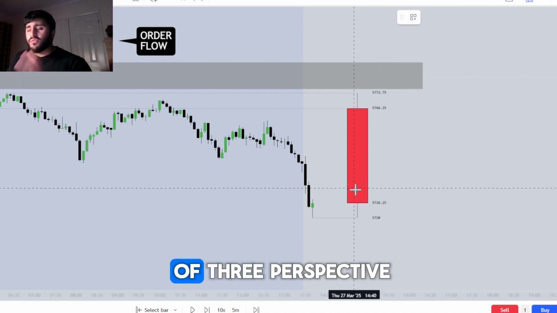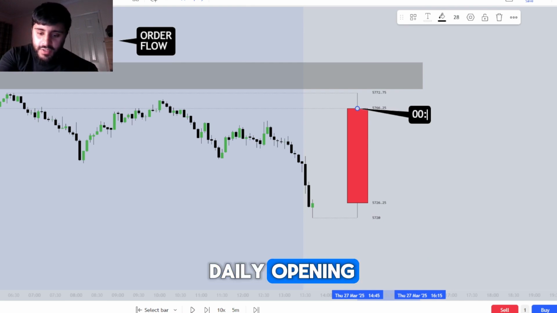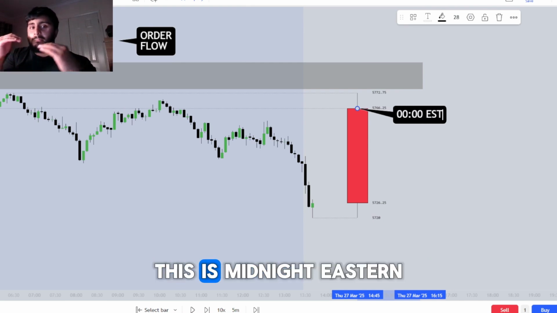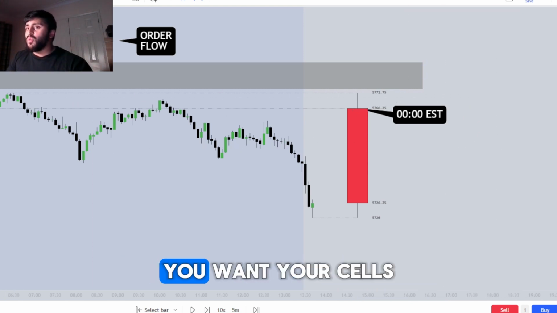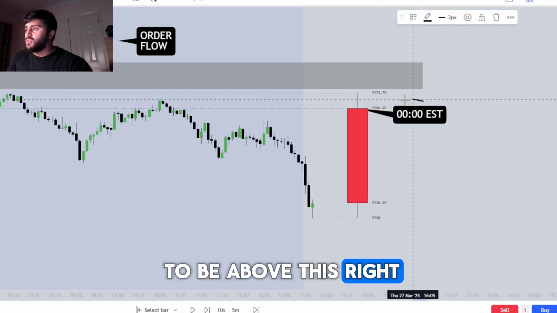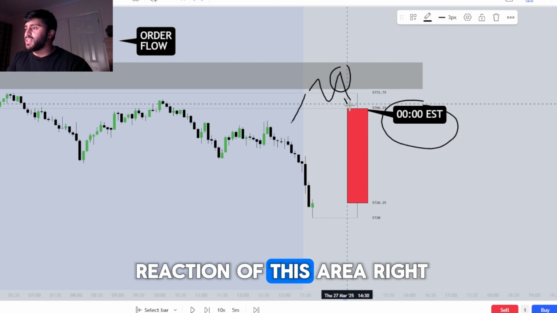Already from a power of 3 perspective, we are significantly below the daily opening. So this is the daily opening. This is New York midnight opening price. This is midnight Eastern Standard Time, right? So whenever you're looking to sell, you want your sells to be above this, right? Your sell should always be above this, right?